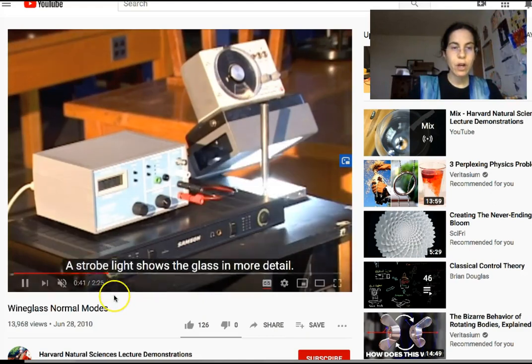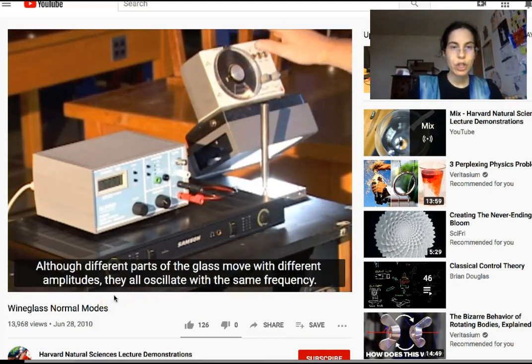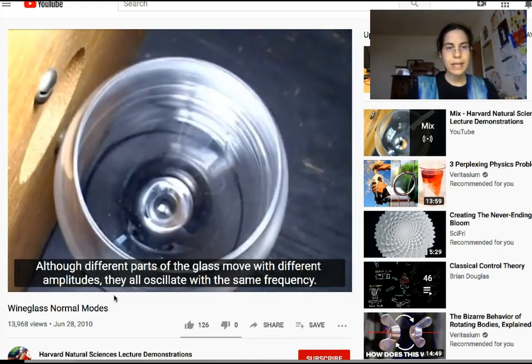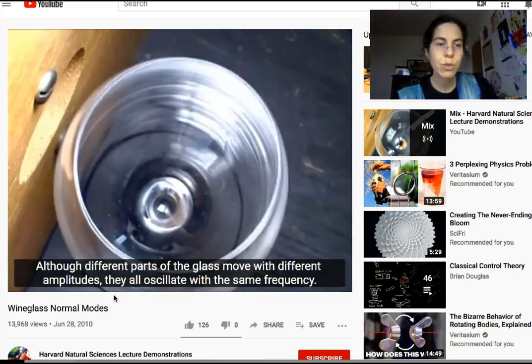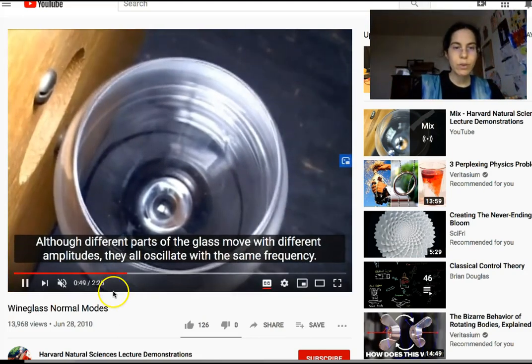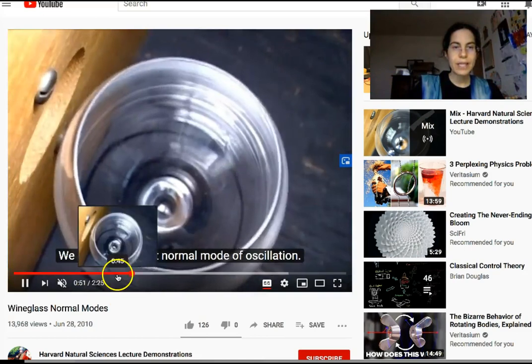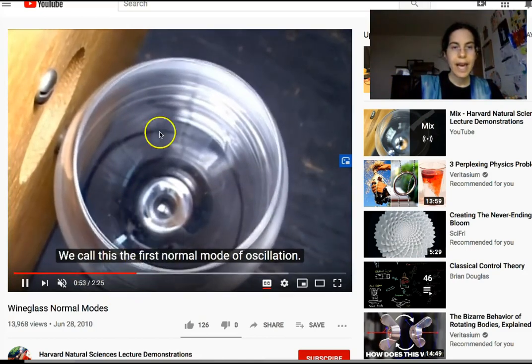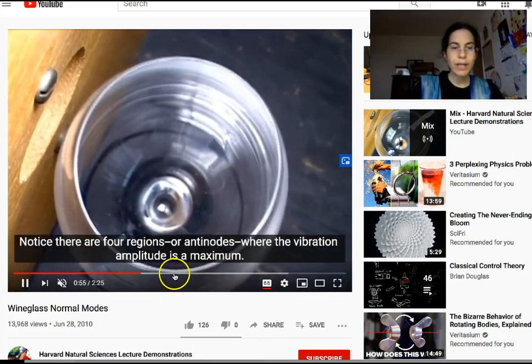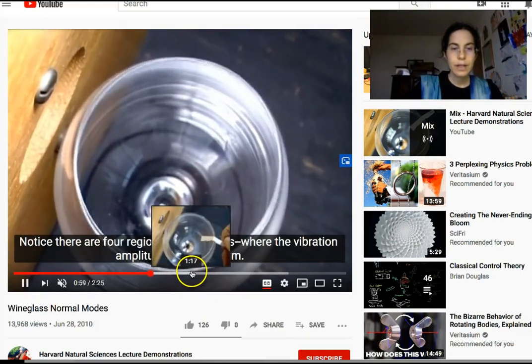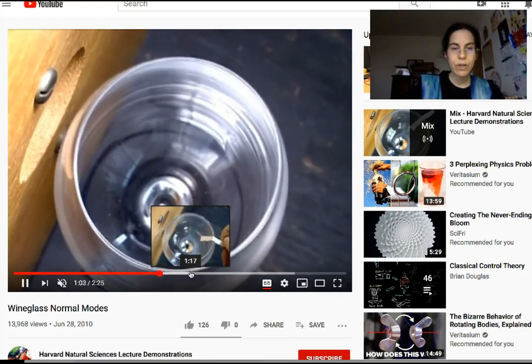That's the first harmonic. And if we strobe just a wee little bit out of phase with the motion, we can see the nodes and antinodes. You can see the crests and troughs as they pass round and round and round the glass. Now let's turn that sound to a slightly different frequency.